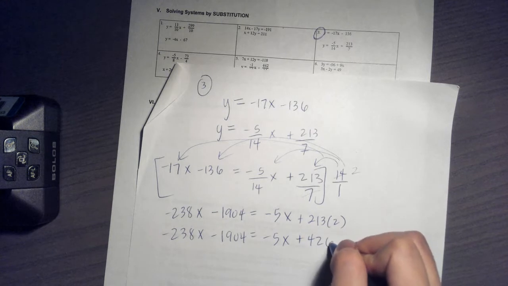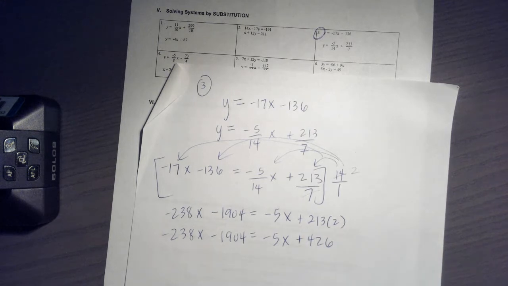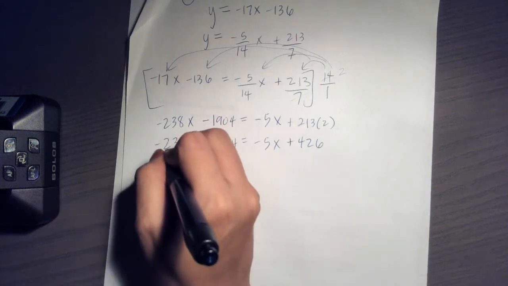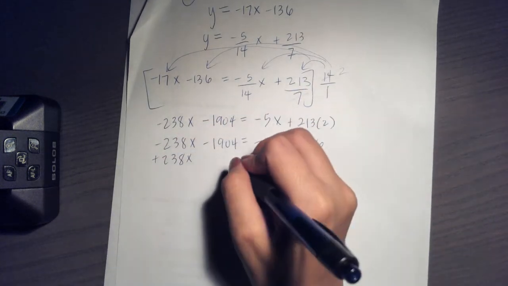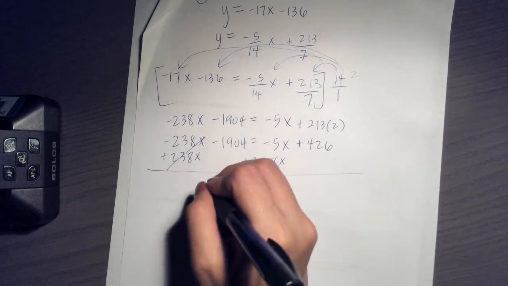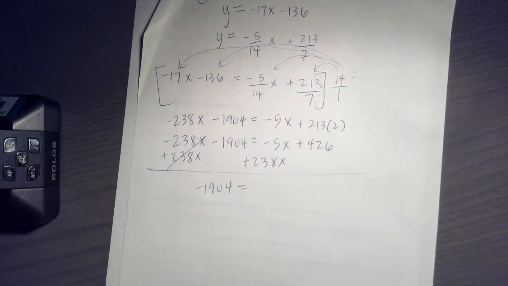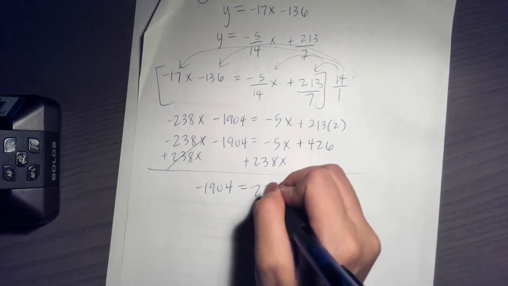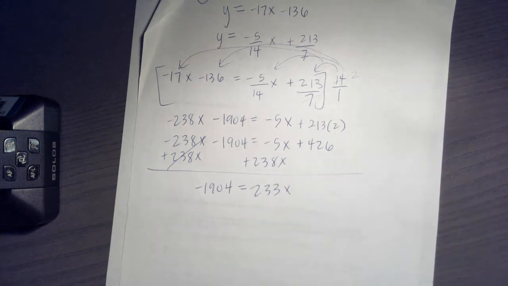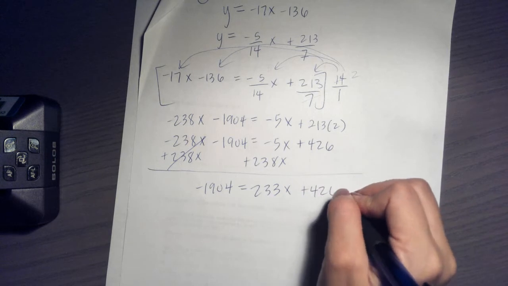Positive. Now I want to get all my x's to one side, all my y's to one side. The easiest way is to get my x's to the right side because that'll make it positive. You don't have to, but that's what I'm going to do. If I add 238x to both sides, these guys will cancel. 238 minus 5 will give you 233x, and then you have plus 426 that comes down.